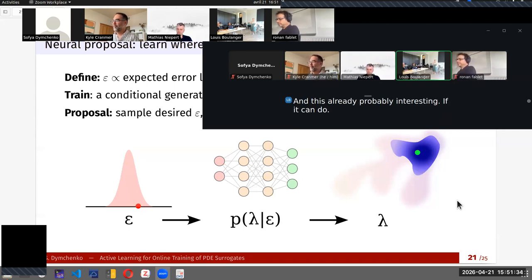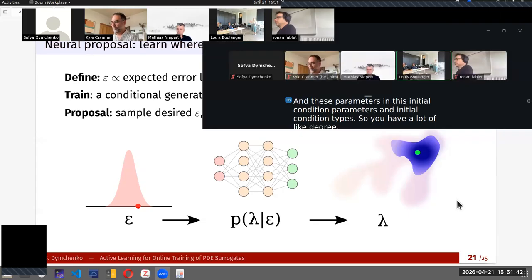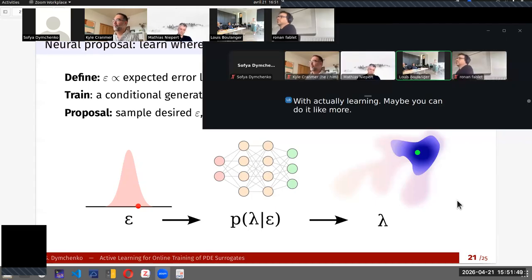And then also, if you start to add these parameters and initial condition types, you have a lot of degrees of freedom, which of course you can try to find yourself, but with active learning, maybe you can do it more automatically, indeed.